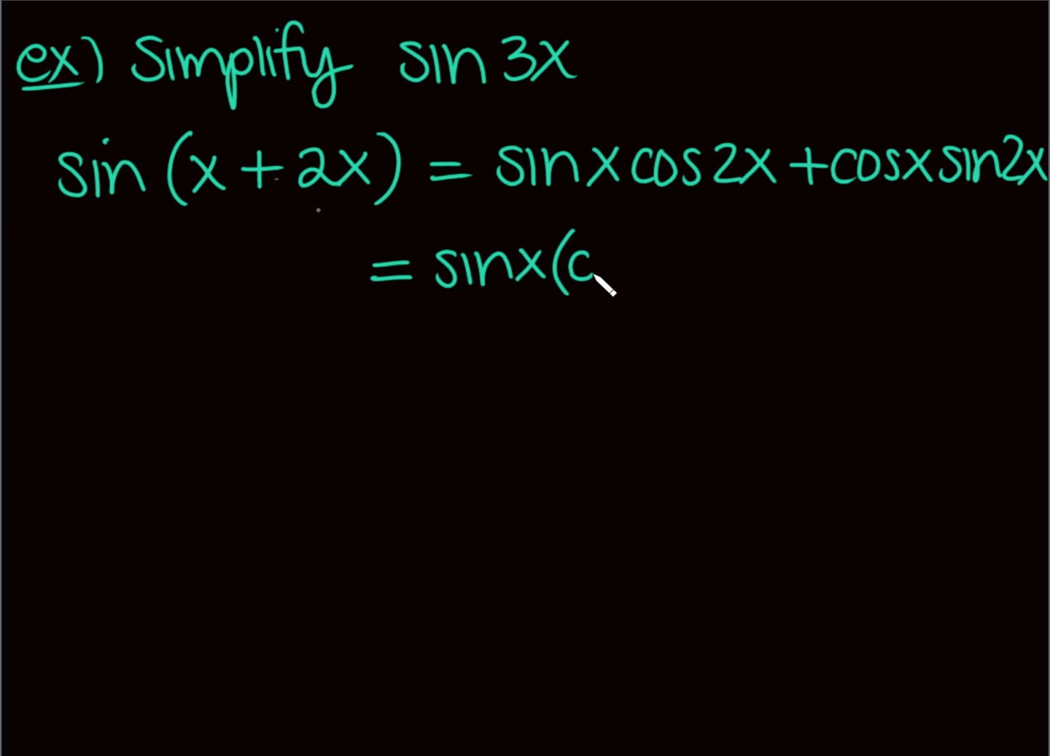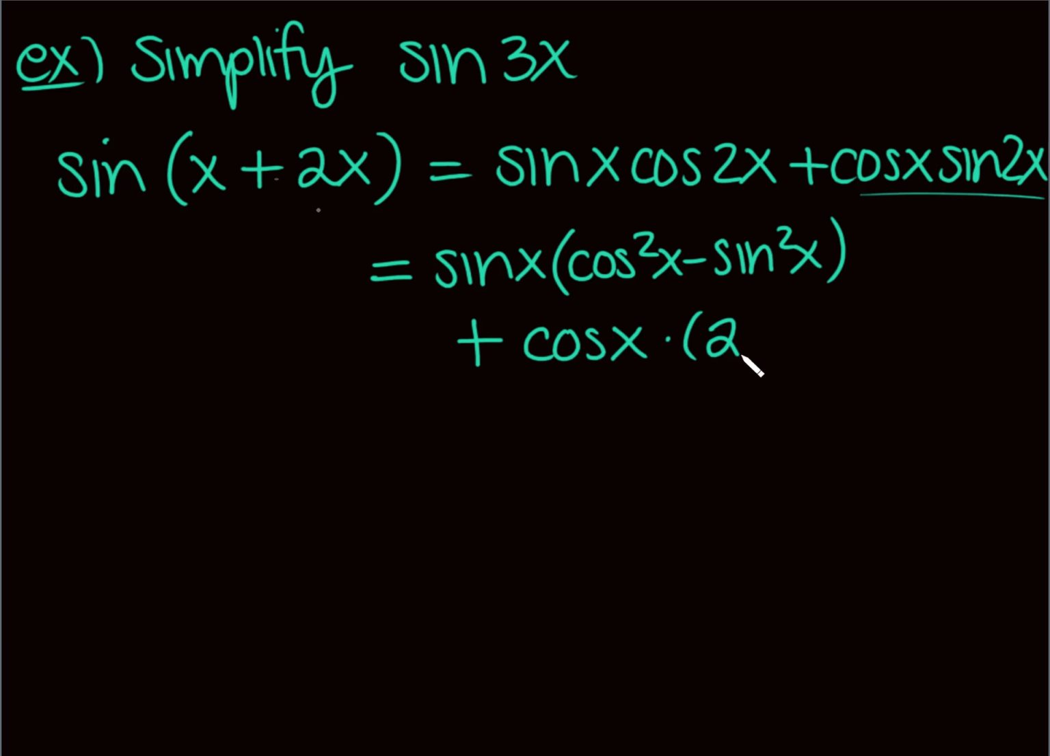What about cosine of 2x? I sure can do something with that. That's cosine squared minus sine squared. I actually don't quite know what's going to happen here. And since I didn't give myself room, I'm going to move that to the bottom there. Plus, let's see, I have cosine x times, well, what is sine of 2x? That's 2 sine x cosine x. This looks kind of interesting. Let's keep expanding, see what we get.